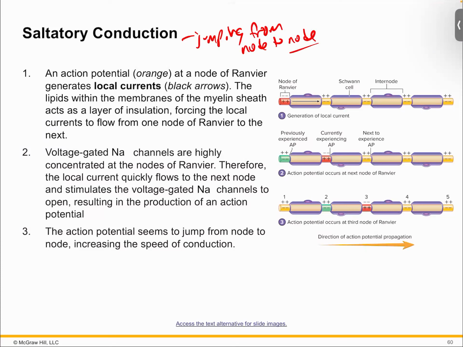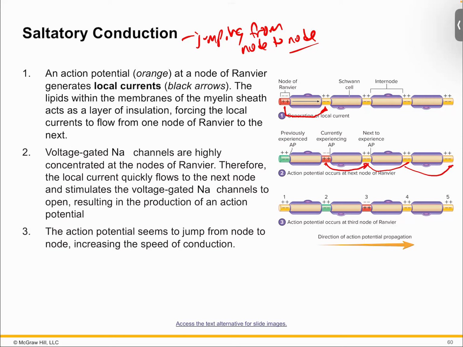So when you jump from node to node, here's your point of depolarization. You're going to generate a local current, which is then going to cross beyond the insulated section. And it's not going to touch bases until it reaches the next node. Once it does that, it's going to depolarize this node. And then this node will create a local current, which will then depolarize this one, and this one will depolarize this one, and this one will depolarize this one.